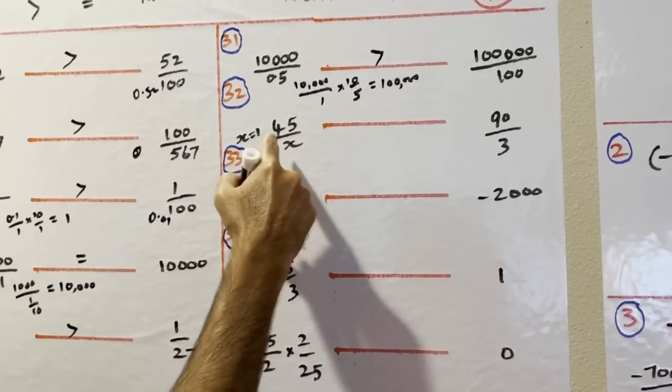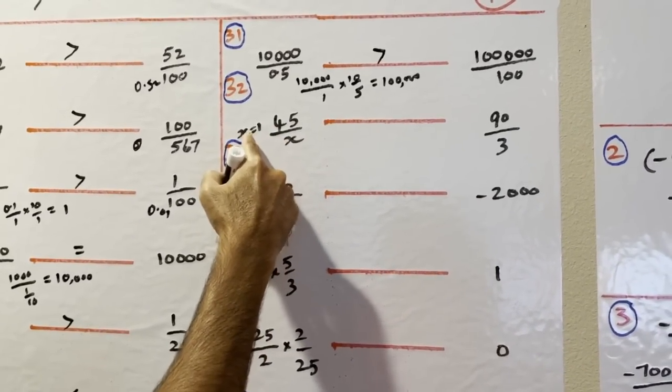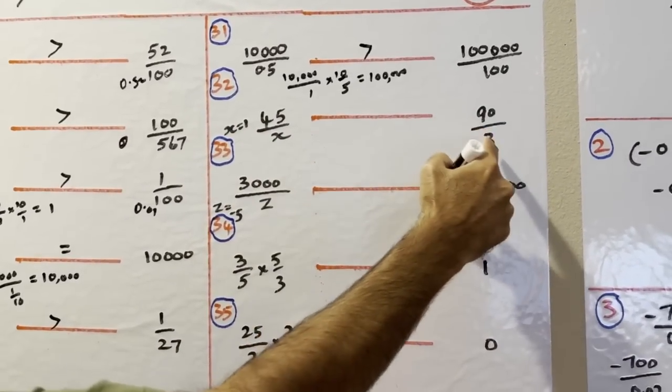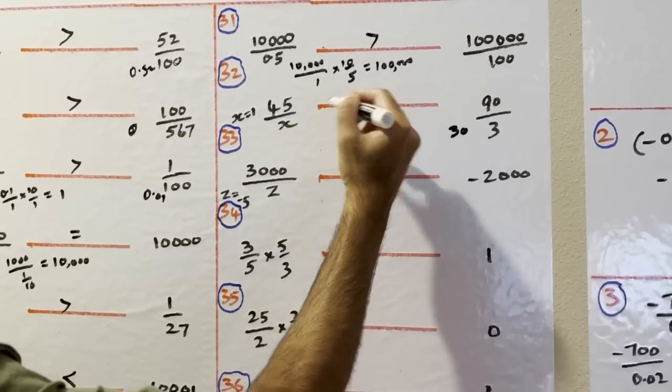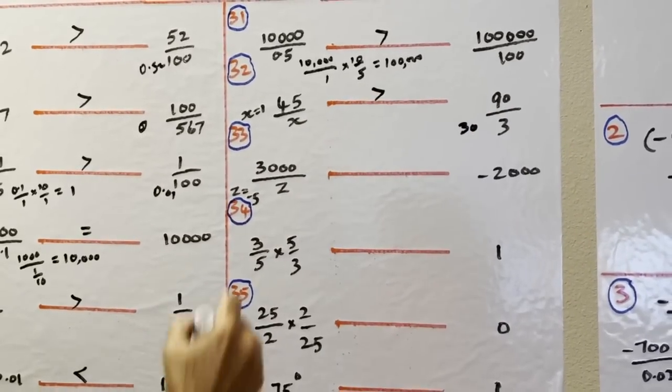Next problem is this one. 45 by x, x equal to 1. So this is 45. This is 90 by 3, which is equal to 30 here. This is 45. So obviously it is greater.